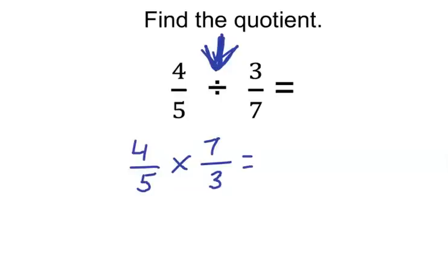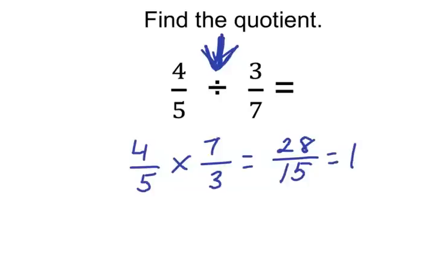7 times 4 is 28. 5 times 3 is 15. That is an improper fraction. How many times does 15 go into 28 without going over? Well, 15 can go into it once. Twice would be 30, so only one time. So 15 goes into 28 one time.